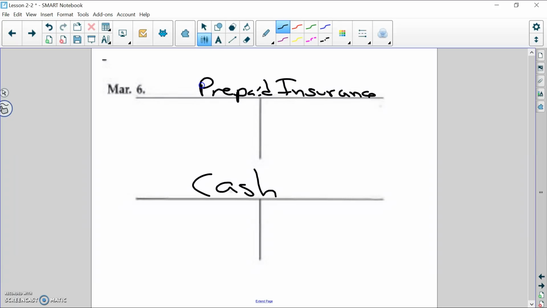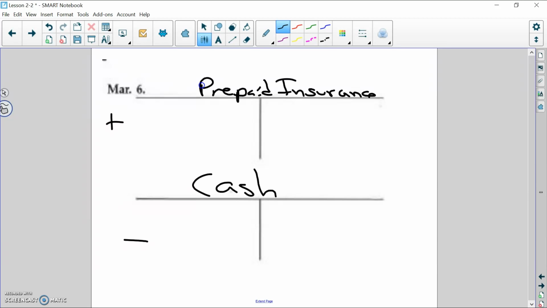Second question. How is each account classified? Prepaid insurance is an asset. Cash is an asset. Okay. So are we having more insurance or less insurance? More. Okay. Do we have less cash now or more cash? Less. So how do I record an increase to an asset?